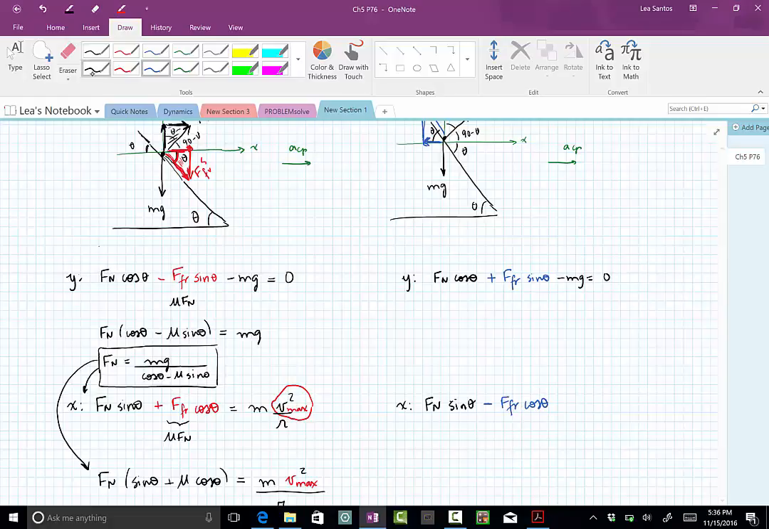Okay, so everything is pretty similar, and this is going to be mv, and this v now is the minimum, squared divided by r. So the equations are very similar. You do the same procedure that you did before. The only thing that is changing is this sign here and this sign here.